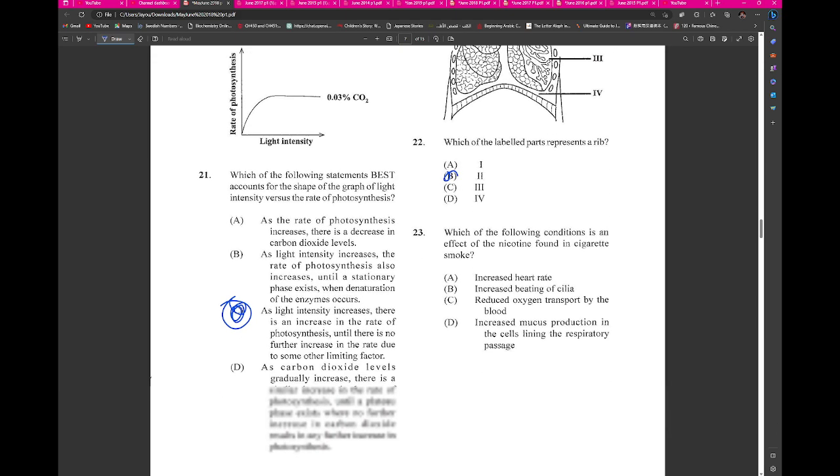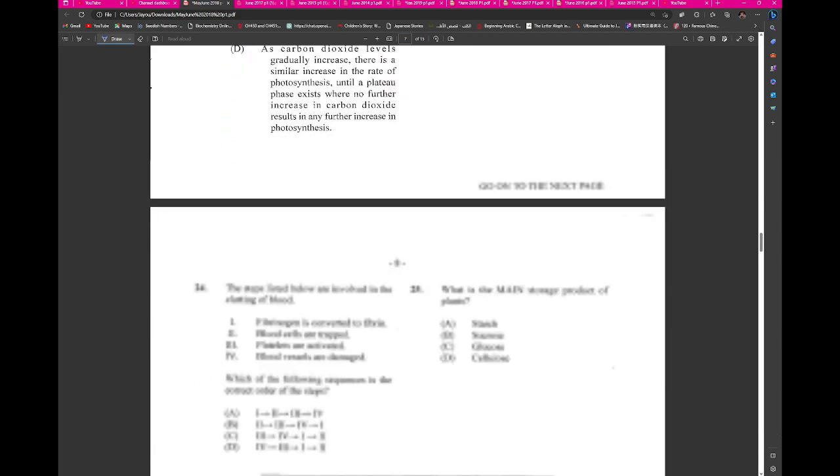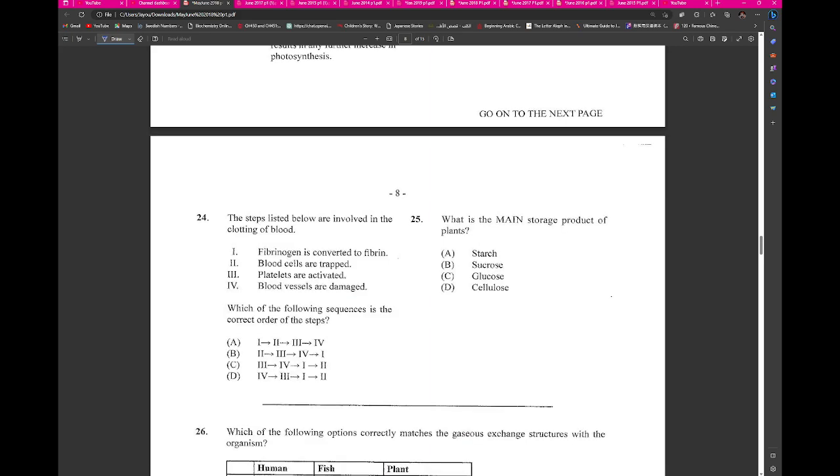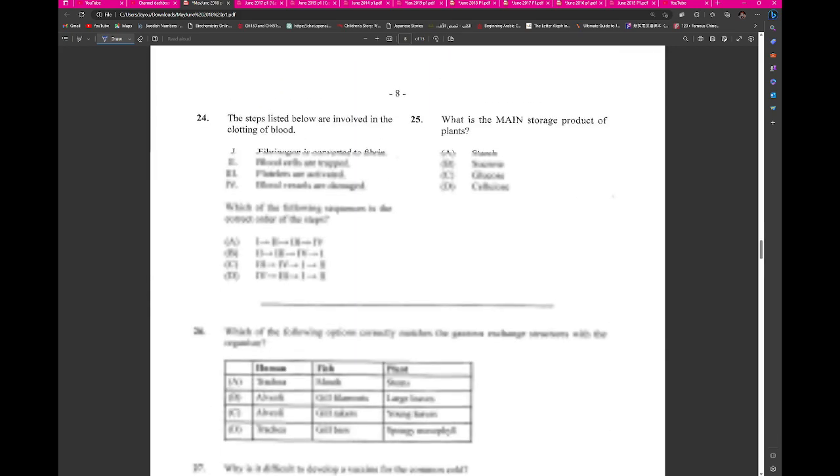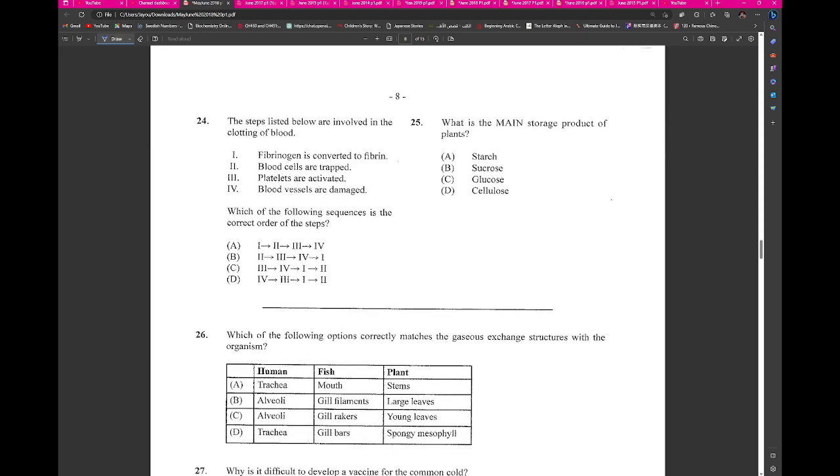Which of the following conditions is an effect of nicotine found in cigarettes? Increased heart rate. The steps, increased heart rate, right? Encircled? Yes. The steps listed below are involved in the clotting of blood. So in what order? First, blood vessels have to be damaged.